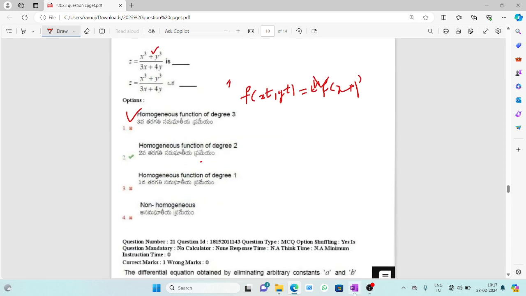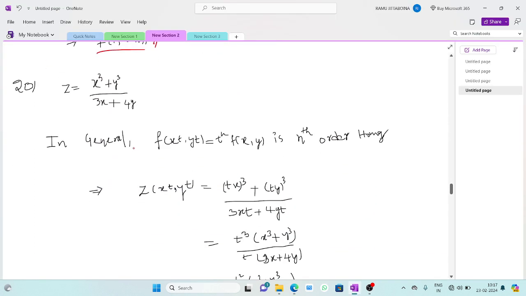I already solved this one, so I will show you. Yeah, this is the given function. In the general case, I have already written this. So f of xt comma yt, I get t power n times f of x comma y, so it is an nth order homogeneous function.